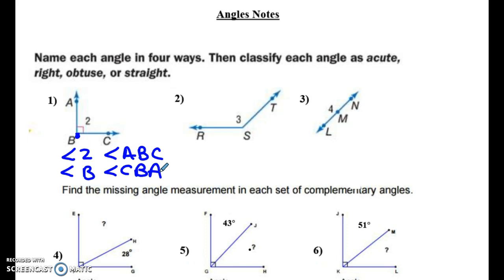The next thing we need to do is classify this angle. And so just like when we had triangles, because there's a box in the corner, that lets me know that this is a right angle.